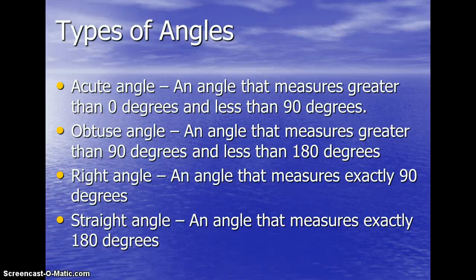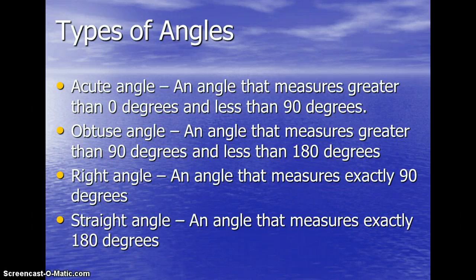The first type is called an acute angle. An acute angle is an angle that measures greater than 0 degrees and less than 90 degrees. So a 0 degree angle does not exist, so we're not going to include that in our acute angles. And it also has to be less than 90 degrees. It could be 89.99 degrees. It's still considered an acute angle. If it's 90 degrees, then it's a different type.